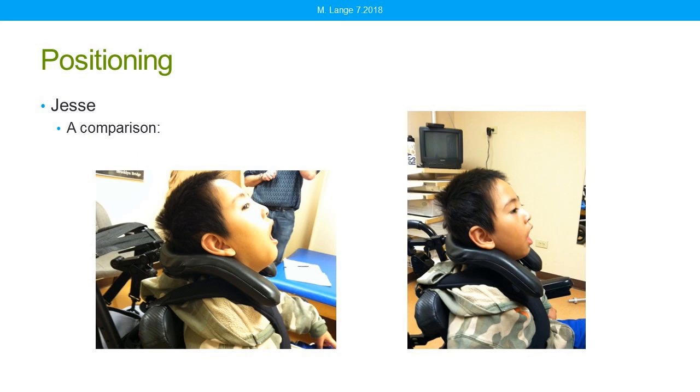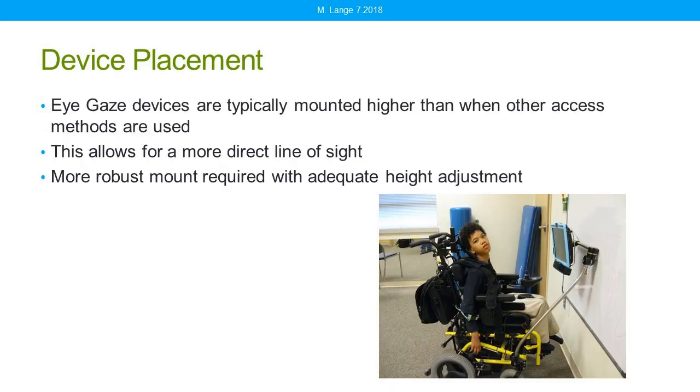Thank you, Amy. So again, this is Jessie, and we're looking at that hyperextended position of the neck versus a more neutral position. These pictures are also in your handout, though smaller, so you can look at them there as well. Or share those photos if you're finding you have a client with these issues.